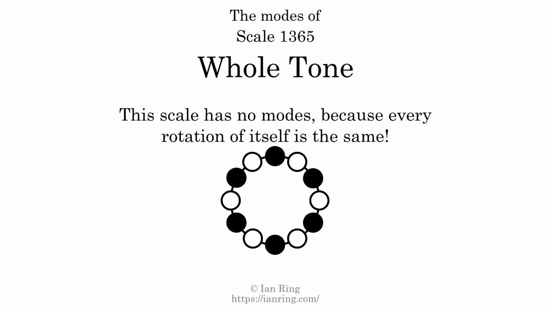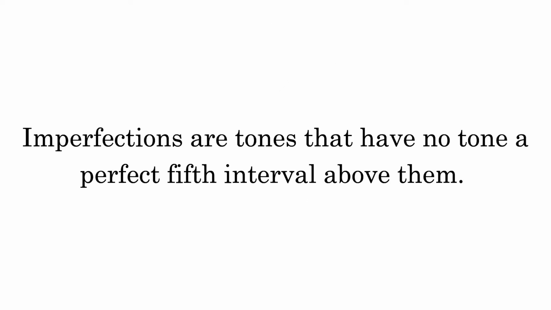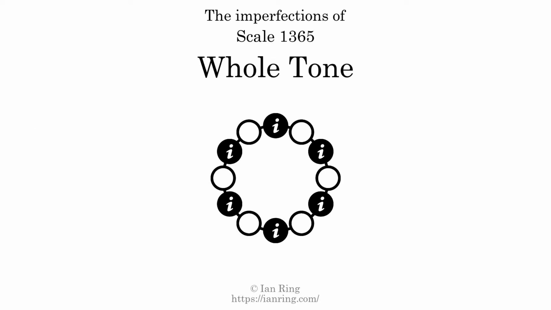Scale 1365 has no modes, because every rotation of itself is the same. Imperfections are tones that have no tone a perfect fifth interval above them. This scale has 6 imperfections. They are at positions here, here, here, here, here, and here.